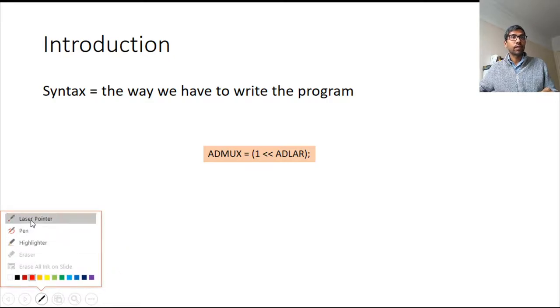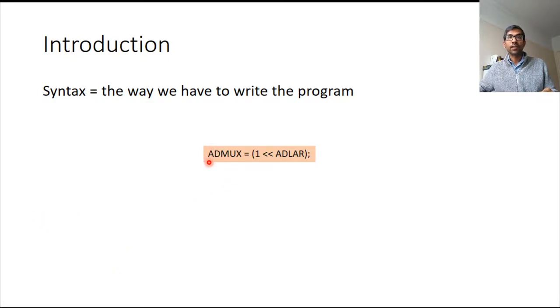Let me just switch on the pointer. This is called ADMUX equal to 1, and whatever this sign is, it's actually the left shift sign, and ADLAR. And you may be wondering in your programs, what does this mean? So I just want to take a little bit of time to try to explain that to you.